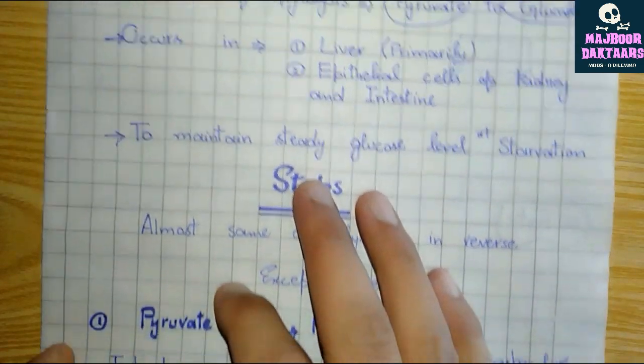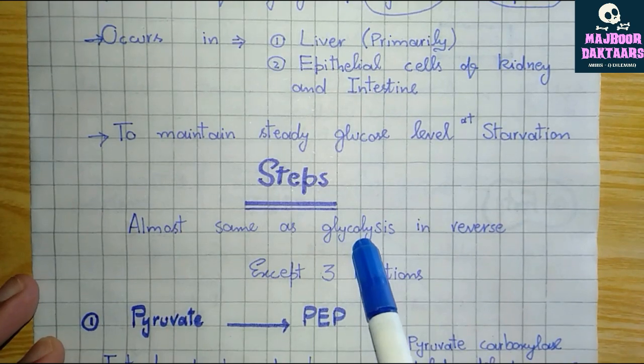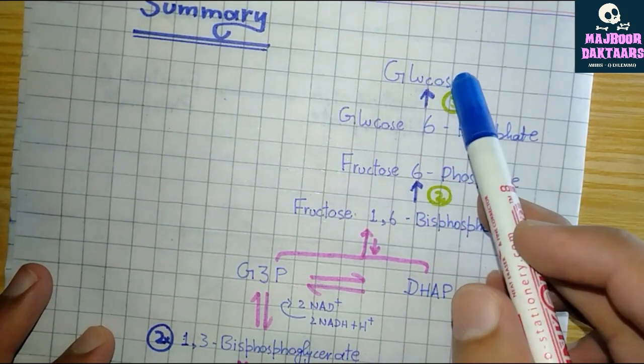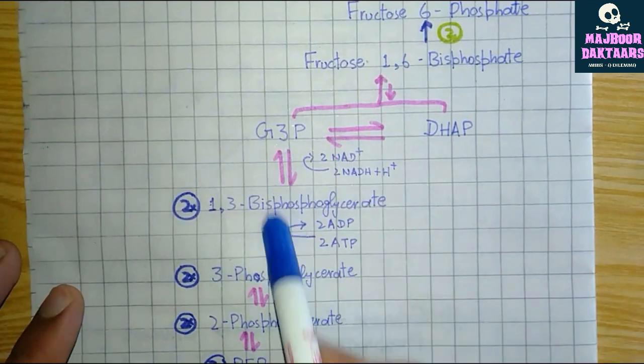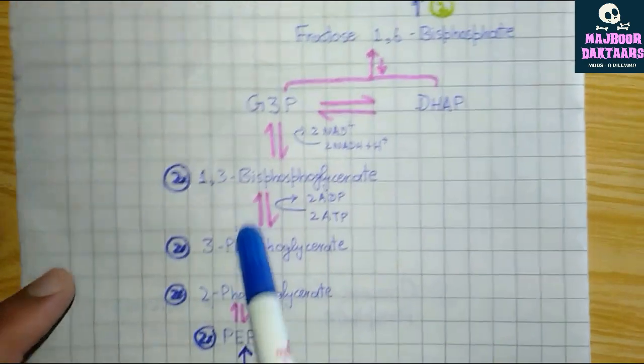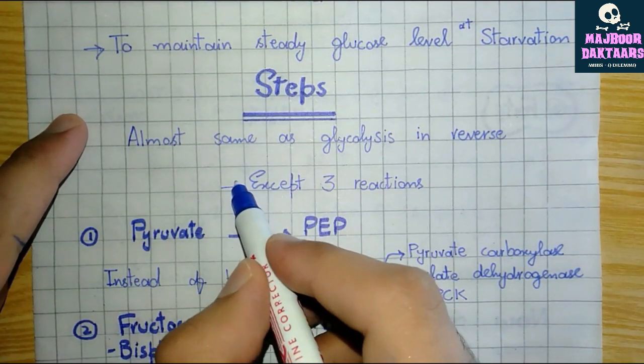Now steps of gluconeogenesis. The steps of gluconeogenesis are almost the same as glycolysis but in the reverse direction. Let us see the steps. These are the steps of glycolysis if we move from glucose to pyruvate, and it will become gluconeogenesis if we move from pyruvate up to glucose. But not all the steps here are reversible. So three steps are irreversible, which are different in gluconeogenesis than glycolysis, except three steps.